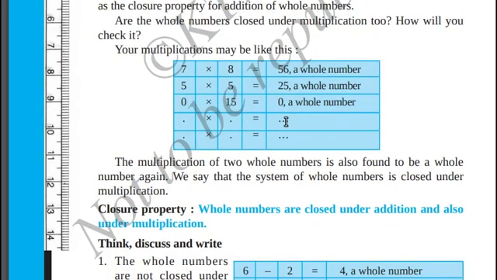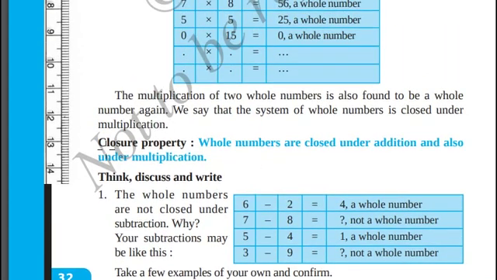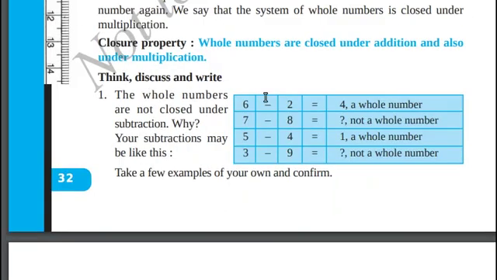Now let us see multiplication. 7 is a whole number, 8 is a whole number. When you multiply these two whole numbers, we will get one more whole number. 56 is also a whole number. With this observation, we can conclude the closure property. Whole numbers are closed under addition and also under multiplication, but not division and subtraction.